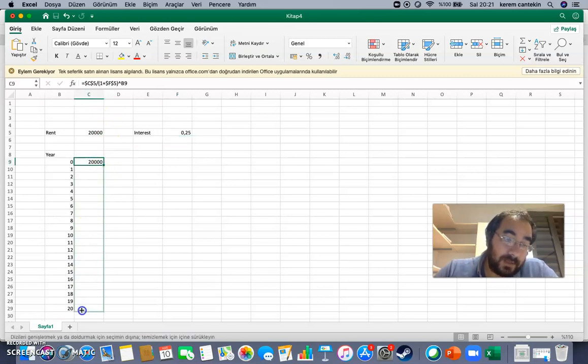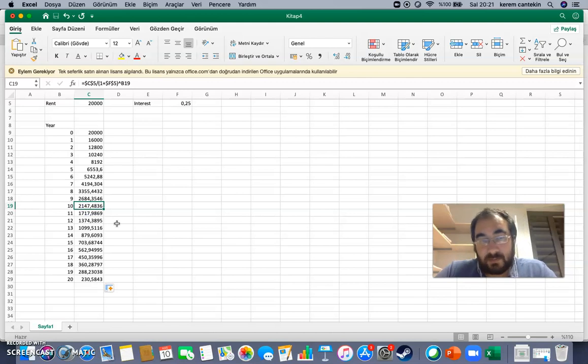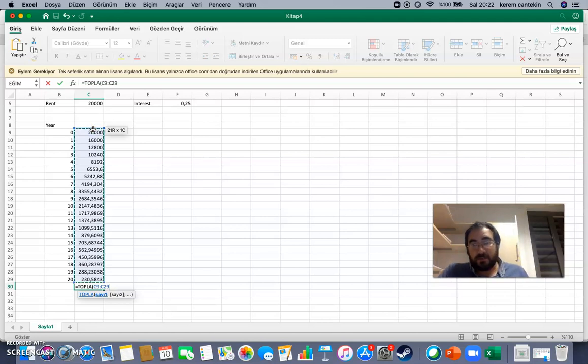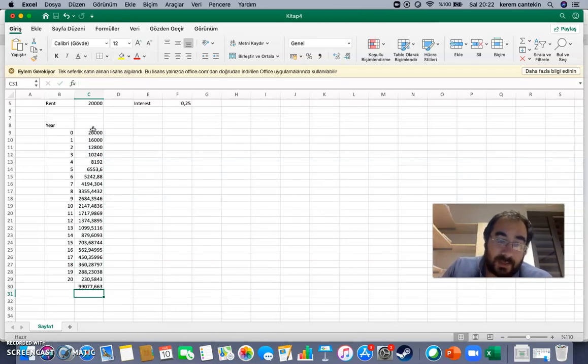So I can find here the value of rent I get in different years. For example, the value of rent I will get in the 10th year is today $2,150. The value of rent I will get in 20 years is $230. The value of rent I will get immediately is, of course, $20,000 since I get it today anyway. So the value of all rent, this is just summing, I will get in 20 years from today up to the end of 20 years is for me $99,077 approximately.